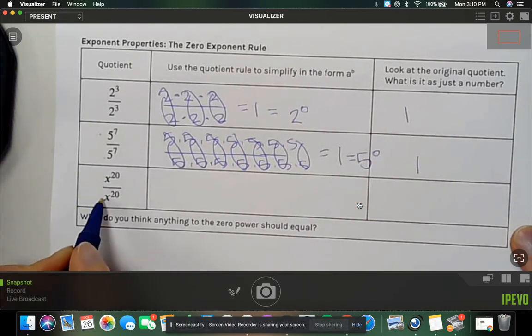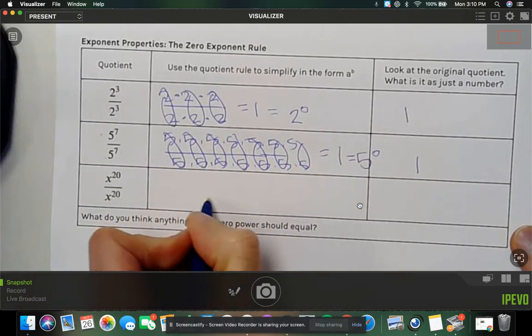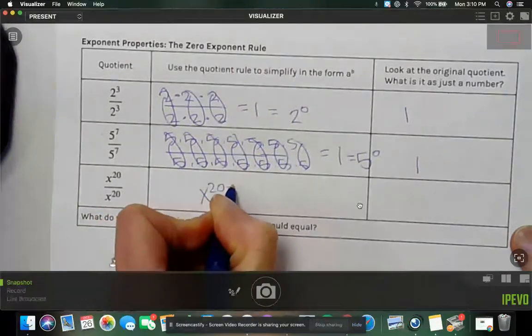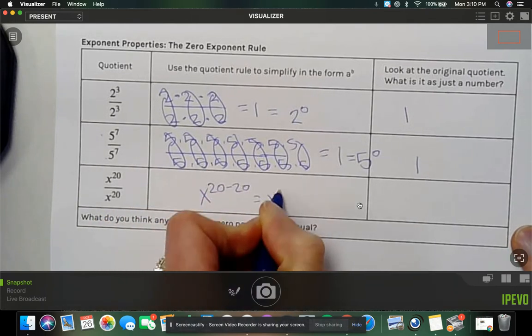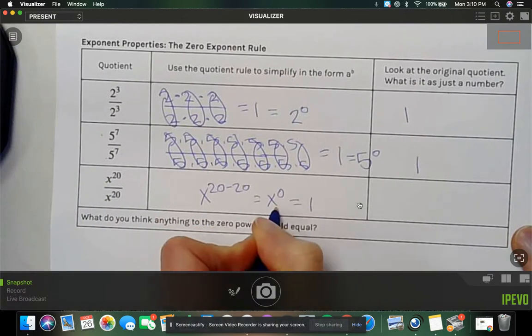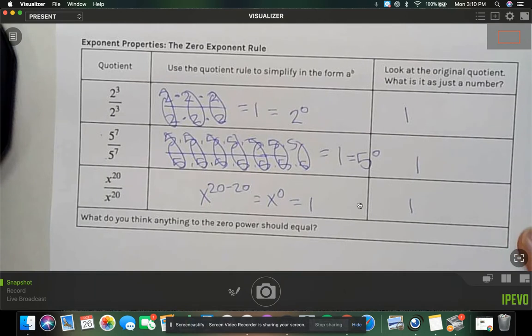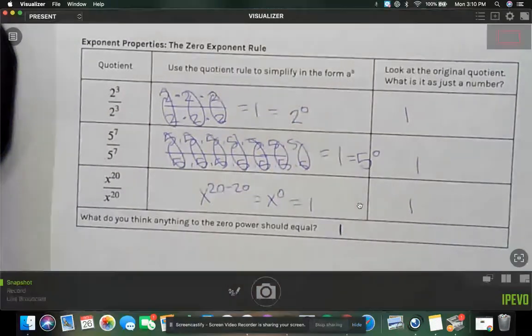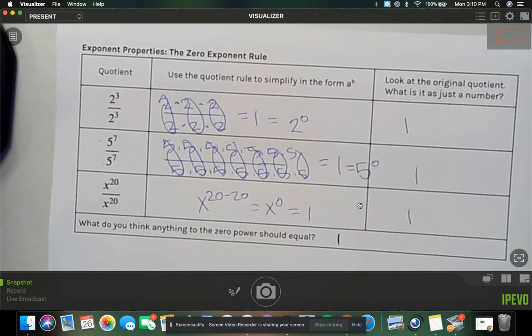X to the 20th, I'm not going to write all of that out, but I will do the exponent rule where I subtract them and get x to the 0 power. Anything divided by itself is 1, so x to the 0 power equals 1. So anytime you have anything raised to the 0 power, it is always going to be 1. So remember, anything raised to the 0 power is always 1.